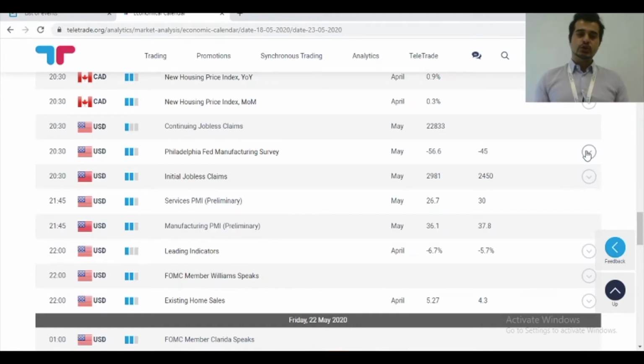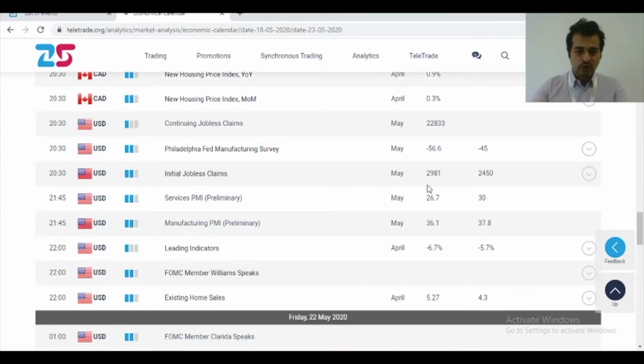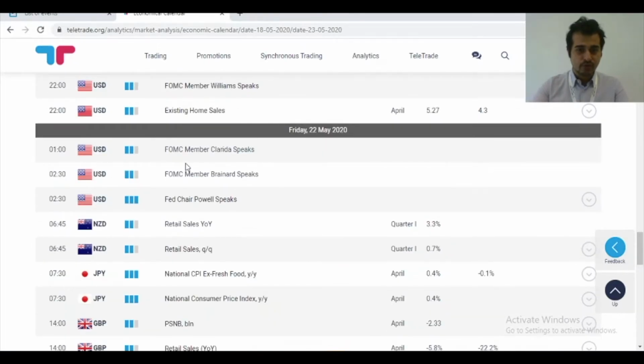This helps you to determine the next central bank measures to be taken in terms of adjusting the interest rates and all, right? So that will be on Thursday. Then we have got again on Friday Fed Chair Powell speaks.